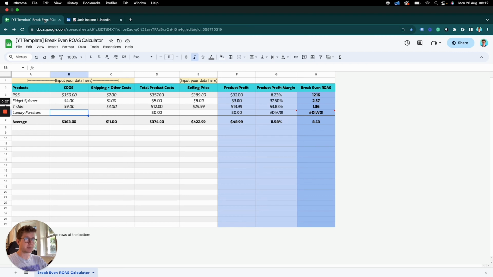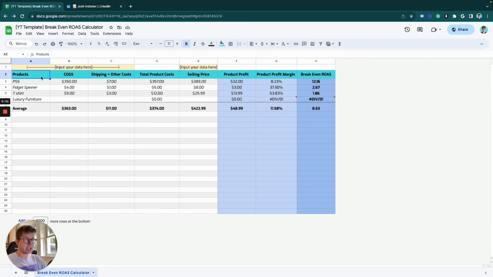Now, this is the break-even ROAS calculator I've created, and the way it works is this section here is where you input your data. So you know these things: your product name, your cost of goods, just to reiterate, and your shipping and additional costs. So what this creates is your total product costs, and then you also need to know your selling price of your product. Pretty easy to know. Okay, and from that we can then calculate the product profit we make per product and the product profit margins, and from that we can then calculate our break-even ROAS.